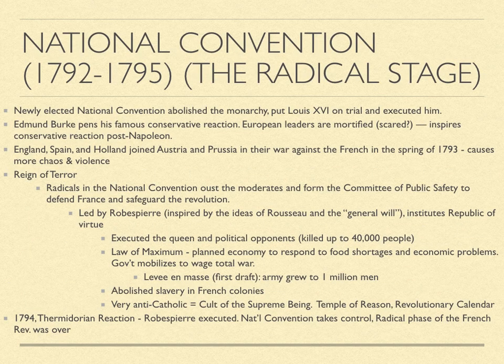Now the problem is the mob and the radicals are the ones that are wielding all the power, and so these elections lead to a very radical government. So this phase from 1792 to 1795, this National Convention, is going to be predominantly a radical, very liberal, lower class, truly, I guess, democratic government to some extent, because it is going to represent way more people than the National Assembly or the Legislative Assembly ever did.